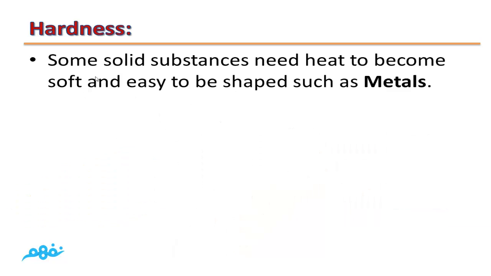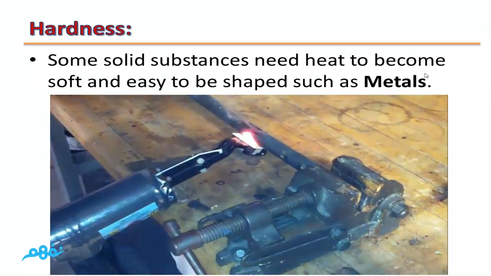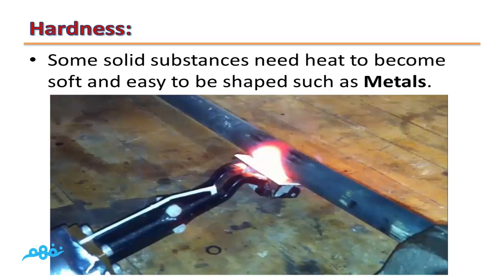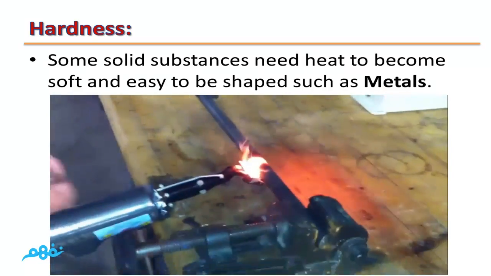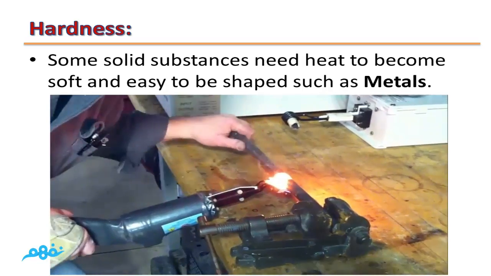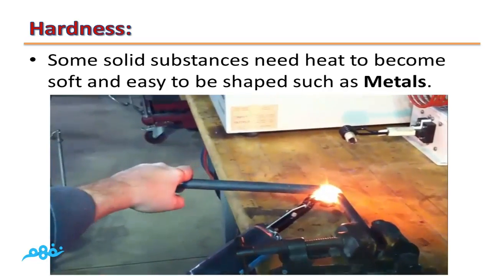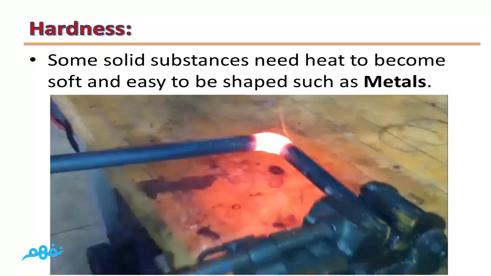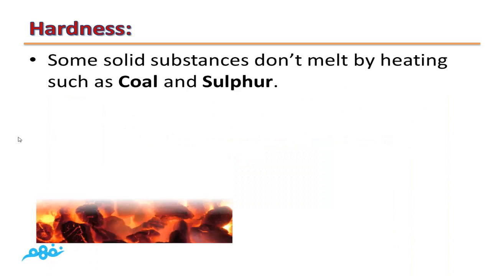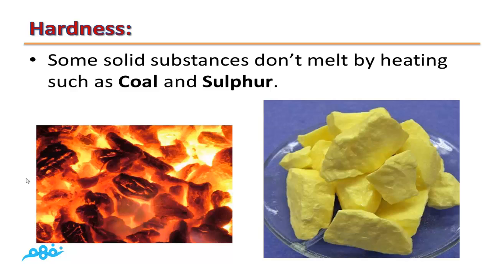The second point is some solid substances need heat to become soft and easy to be shaped, such as metals. As you can see here from this video, this is a very hard metal, but we can reshape it if it is heated. So some solids need heat to become soft and to be shaped, such as metals. The final point: some solid substances don't melt by heating, such as coal and sulfur. They will change into ash, but they will not melt.